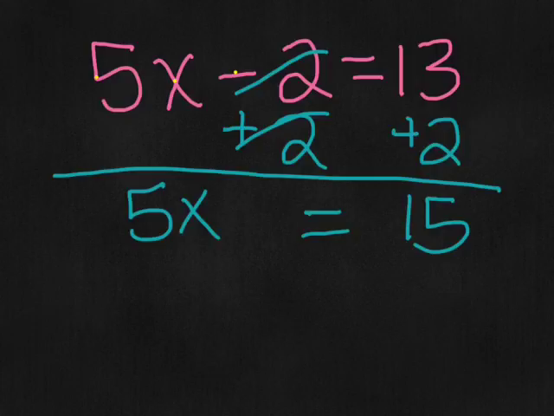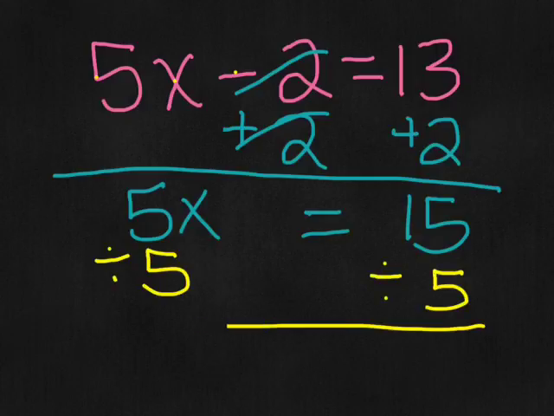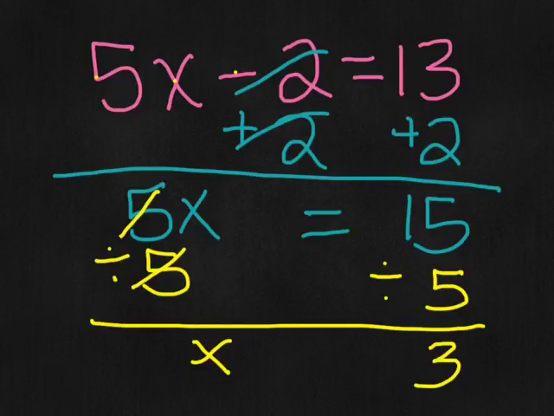Now I have to undo the times 5. The opposite of multiplying is dividing, so I'll divide both sides by 5. On the left, 5x divided by 5 just leaves me with x, and 15 divided by 5 leaves me with 3. So in this case, x is 3. Again, you always want to go back and check to make sure you did everything correctly. If I substitute 3 back in for x, 5 times 3 gives me 15, and 15 minus 2 does give me 13, so everything checks out. I'm good to go.